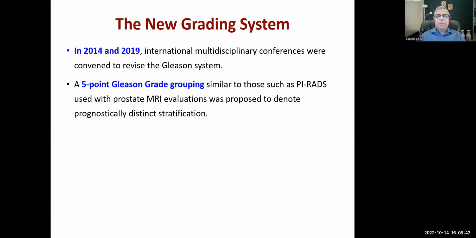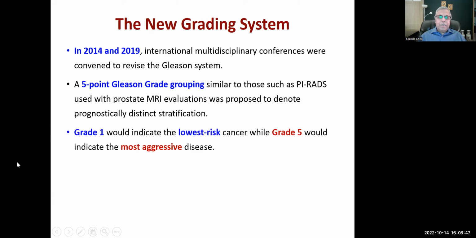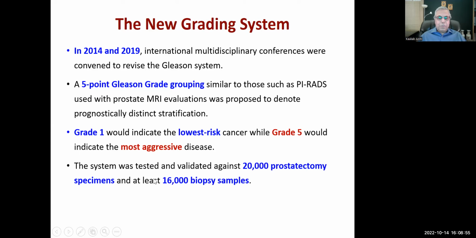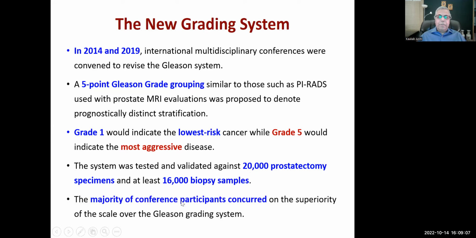Although when you develop the prediction model, you look at many other things that I'll show you later on. So grade 1 would indicate the lowest risk cancer, while grade 5 would indicate the most aggressive disease. The system was tested and validated against 20,000 prostatectomy specimens and at least 16,000 biopsy samples, so 36,000 samples. And a majority of the urologists and the oncologists who participated in that conference concurred on the superiority of the scale over the Gleason grading system.